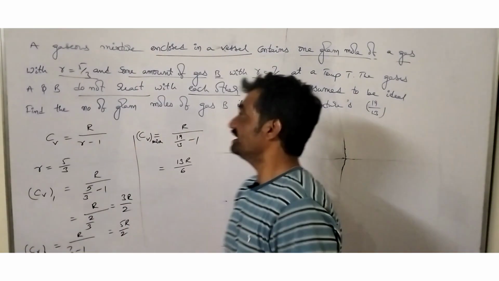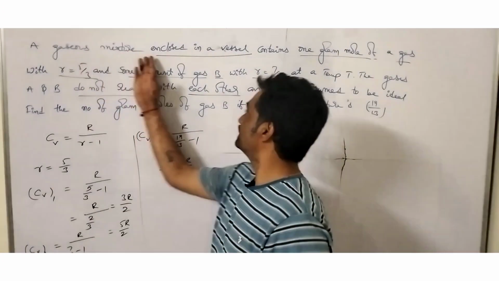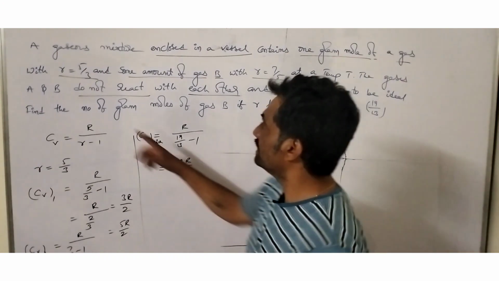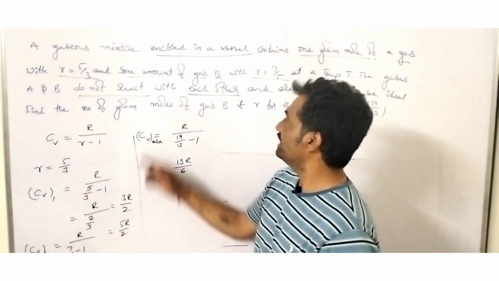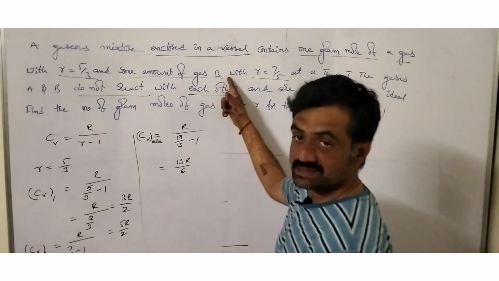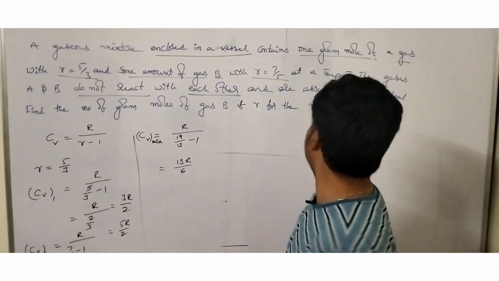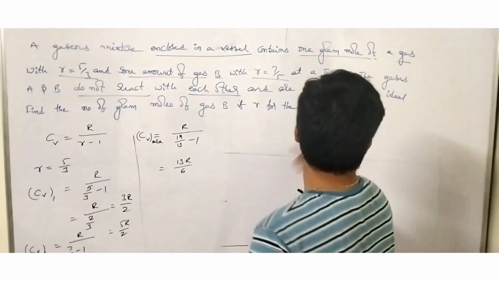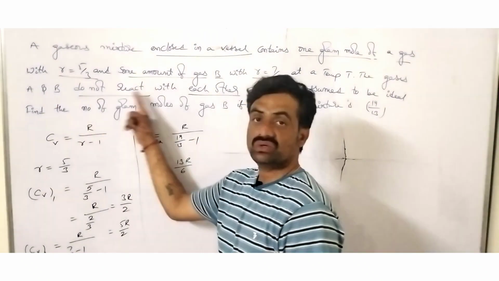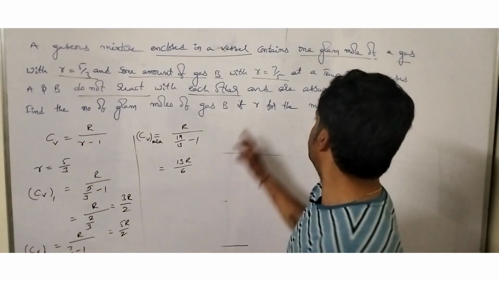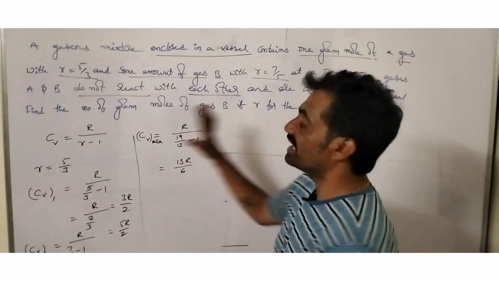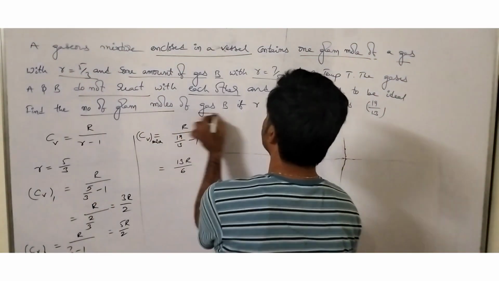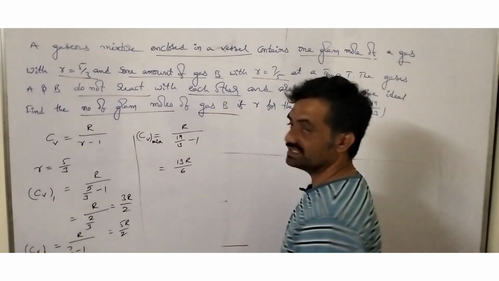Let's solve a numerical based on this concept. Observe that a gaseous mixture enclosed in a vessel contains 1 gram mole of a gas A with gamma equals 5/3 and some amount of gas B with gamma equals 7/5 at a temperature T. Temperature remains the same for both gases. The gases A and B do not react with each other and are assumed to be ideal. Now we have to find the number of gram moles of gas B.